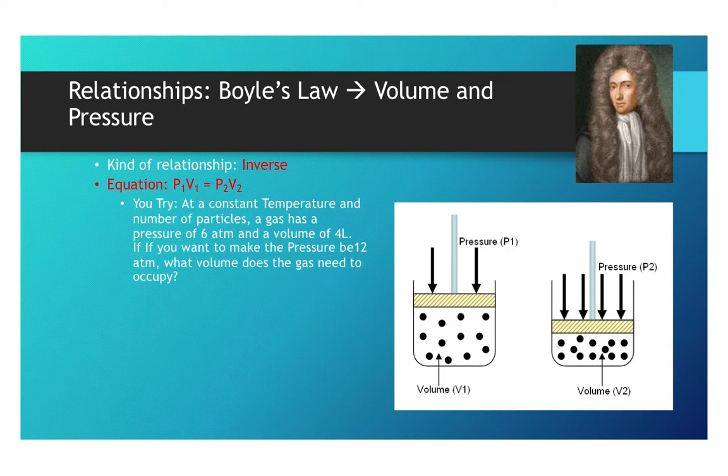Here's another example of a problem. At a constant temperature and number of particles, a gas has a pressure of 6 atmospheres and a volume of 4 liters. If you want to make the pressure be 12 atmospheres, what volume does the gas need to occupy?